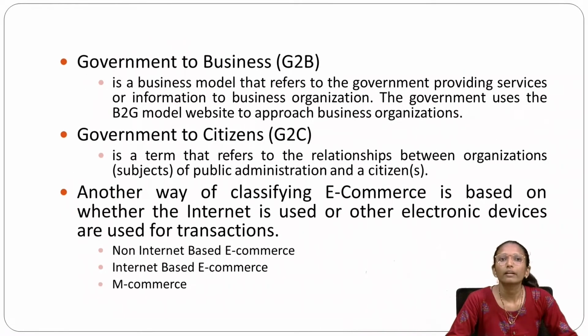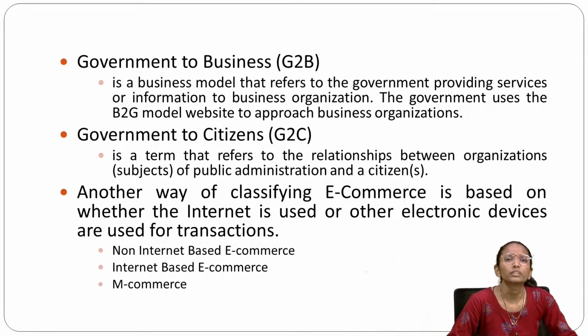Now government to business. Government to business is a business model that refers to the government providing services or information to business organizations. The government uses the B2G model website to approach business organizations. Such websites support auction, tenders and application submission functionalities. Examples: government procurement, electronic auction, sending filled-out electronic forms, for example a tax form or social insurance form.